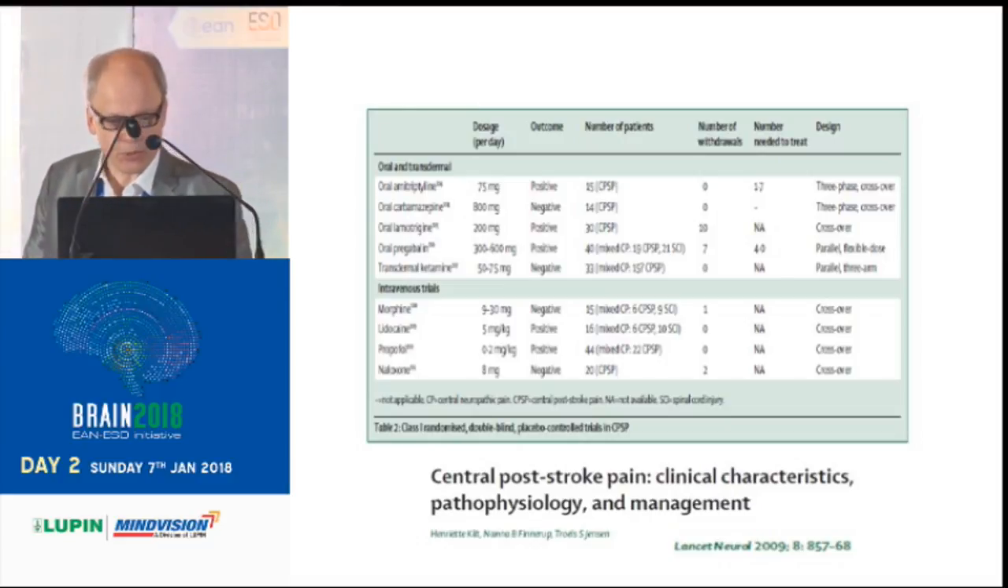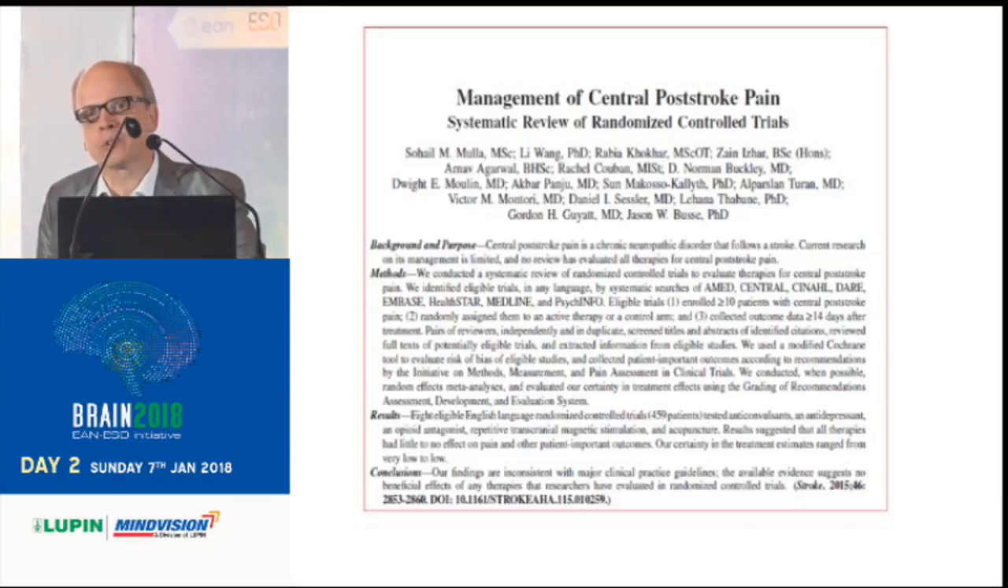There have been some intravenous trials with morphine, lidocaine, propofol, and naloxone. Two of them were negative and two were positive, but also in these the number of patients was very low. So not any good quality studies. And quite recently they published this systematic review of randomized control trials in central post-stroke pain. This is also a very important paper. Actually what they found was that there were only 8 studies which were eligible, only 8 randomized control studies on management of central post-stroke pain.